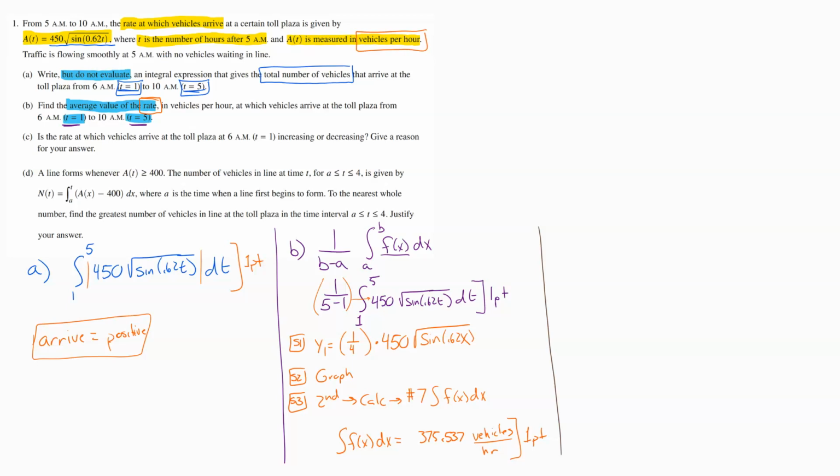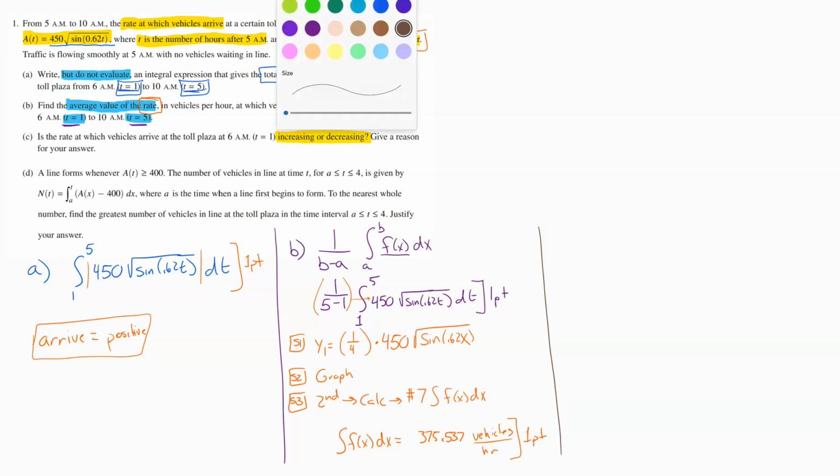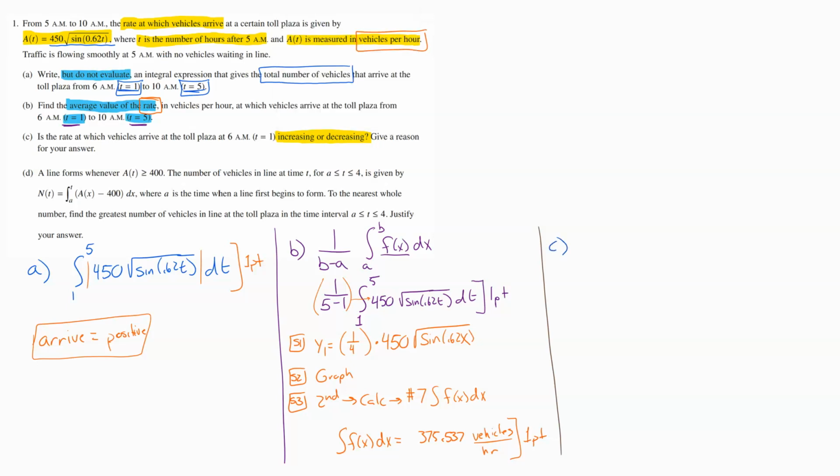So part C says, is the rate at which the vehicles are arriving at the toll plaza increasing or decreasing? When I see words like increasing or decreasing, bells and whistles go off that I should be doing a first derivative. Increasing would be if my first derivative is positive, because that tells me that the graph is headed up. Decreasing would be telling me that my first derivative is negative. That would tell me my graph is headed down.